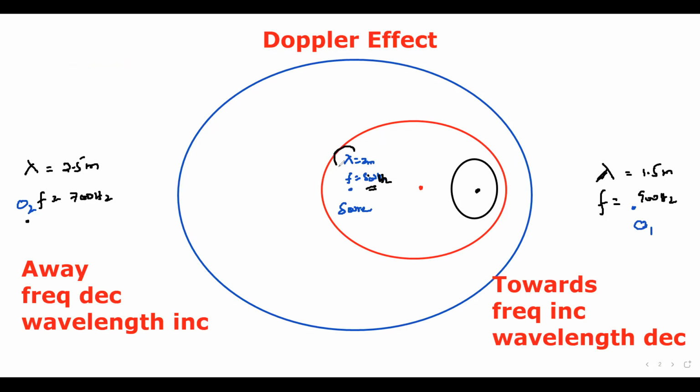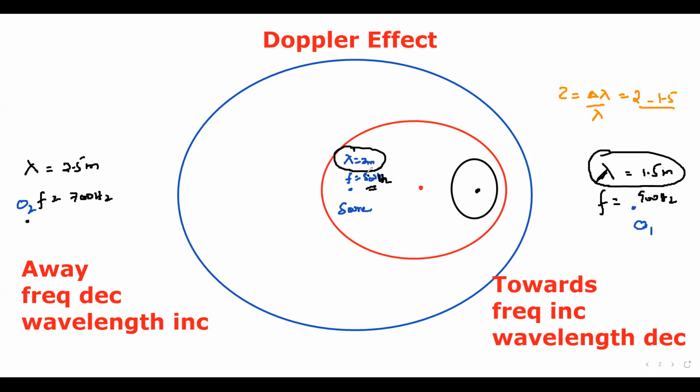Say the source is emitting a wave with a wavelength of 2 meters, but the observer receives 1.5. The Doppler shift Z is the change in wavelength divided by the original wavelength. And this change is always the greater value minus the smaller value. It does not depend on which one is smaller or bigger. So 2 minus 1.5 is half, divided by the original wavelength.